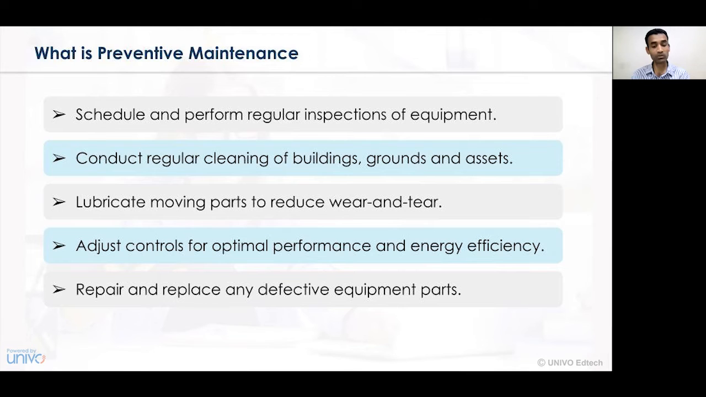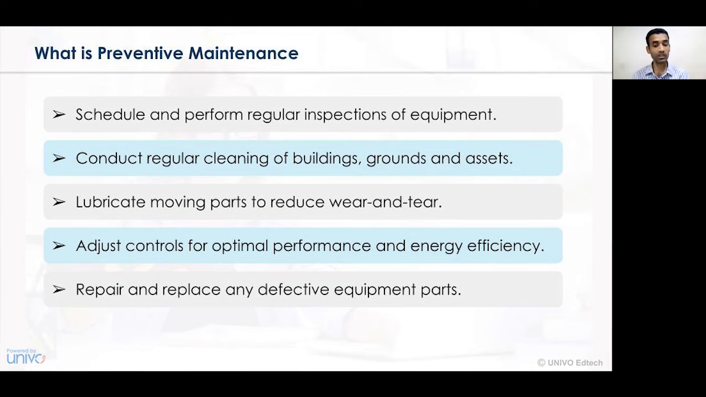Lubricating the moving parts to reduce wear and tear. Whatever moving parts are associated, we must lubricate them. Proper lubrication or servicing of those equipments and machines needs to be undertaken, so that wear and tear does not cause a certain impact, and the upkeep and maintenance improve their life period for operational activities.